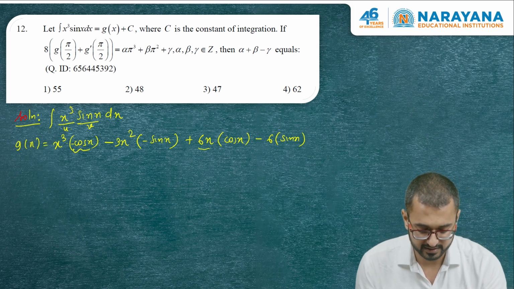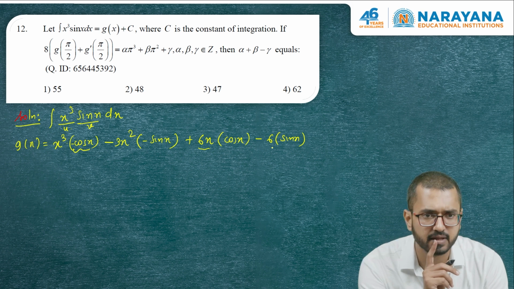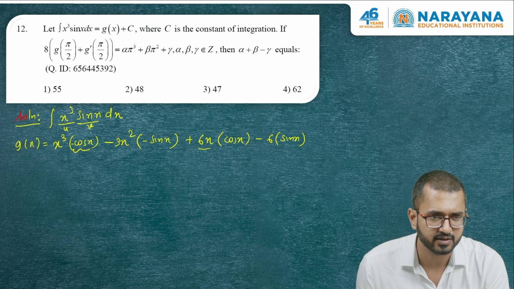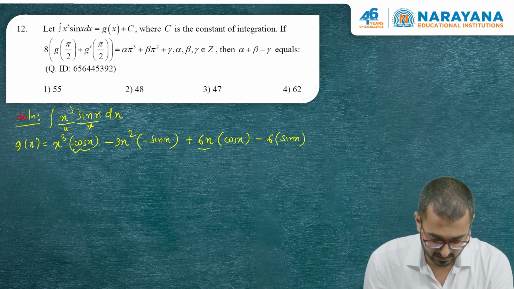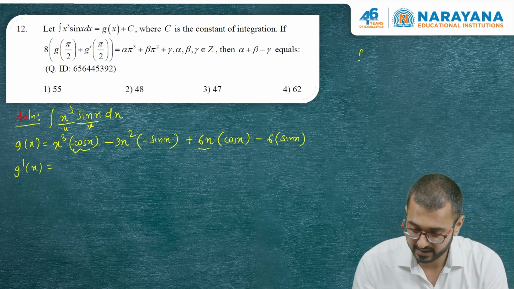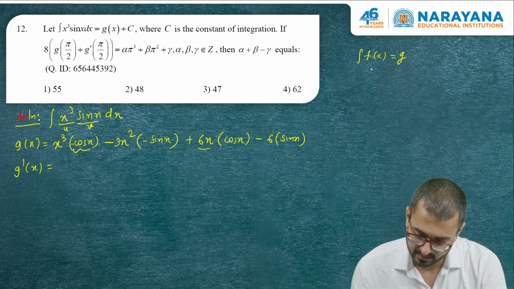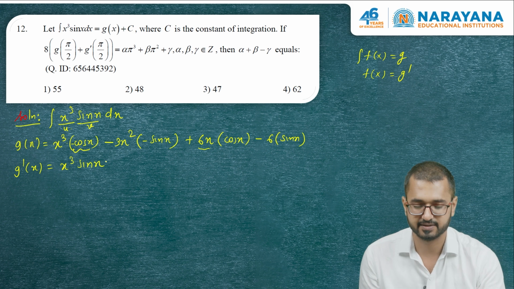So g of x we got to be x cube into minus cos x, and then minus 3x square into minus sin x, and yeah, it's the constant of integration. C is the constant of integration, so not required. I thought we have to find C also, but no. And we want only g of pi by 2 plus g dash of pi by 2. So if you watch carefully, then g dash of x must be equal to what? See, if the integration of f is now becoming g, then f must be the derivative. So if I want g dash, it should be the same, so I'll be getting only x cube into sin x.